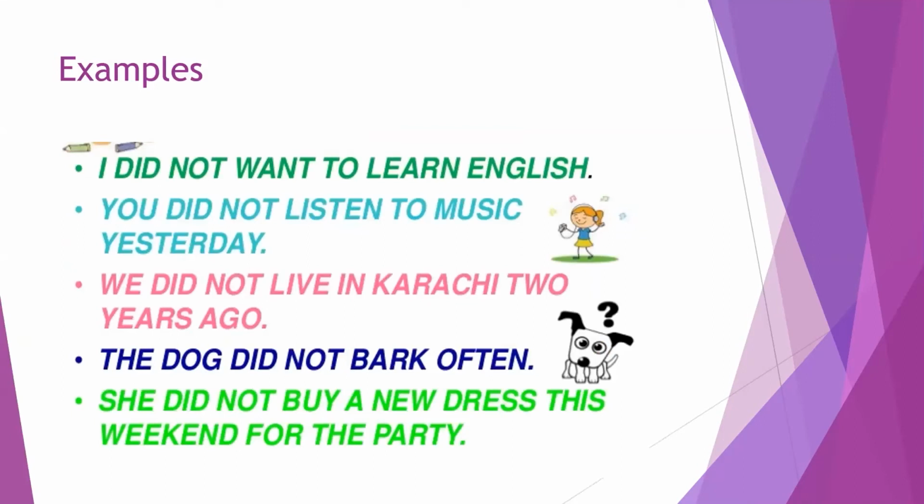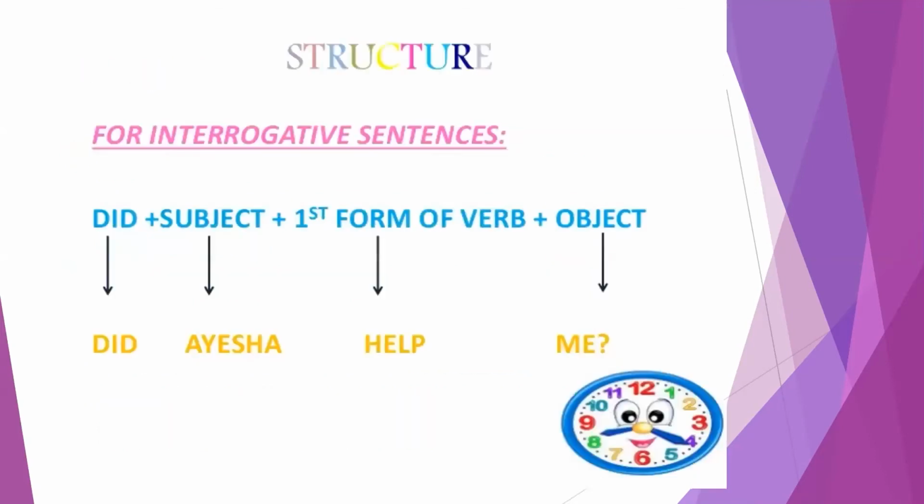Some other examples of negative sentences are: I did not want to learn English. You did not listen to music yesterday. We did not live in Karachi 2 years ago. The dog did not bark often. She did not buy a new dress this weekend for the party.